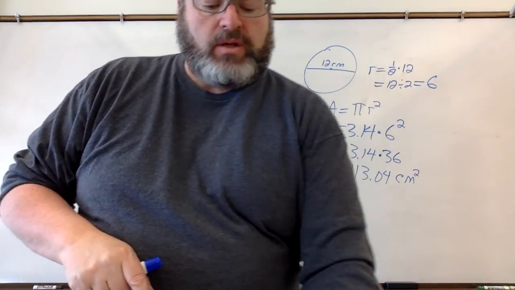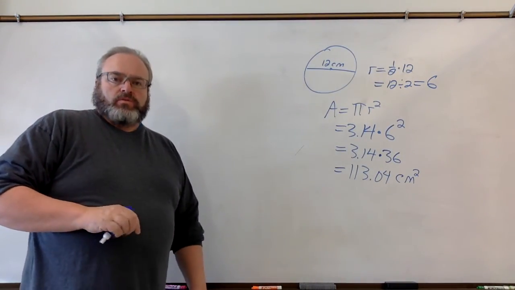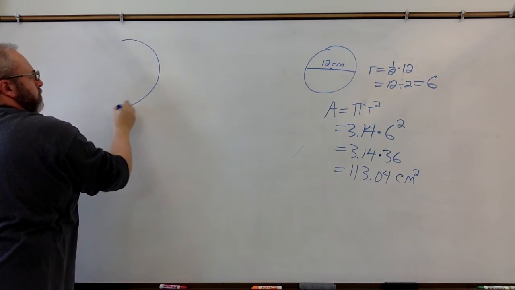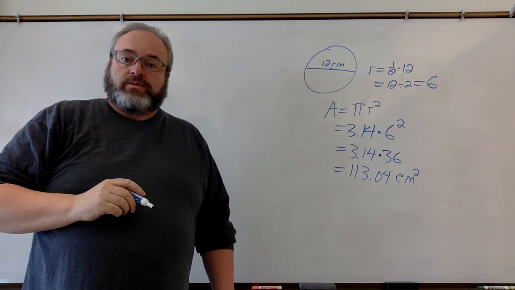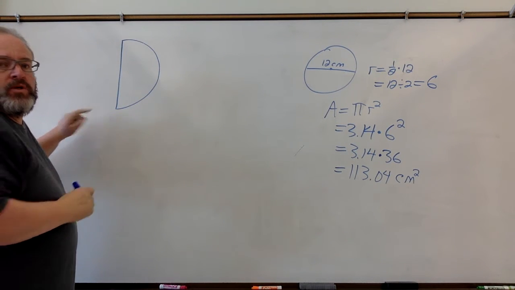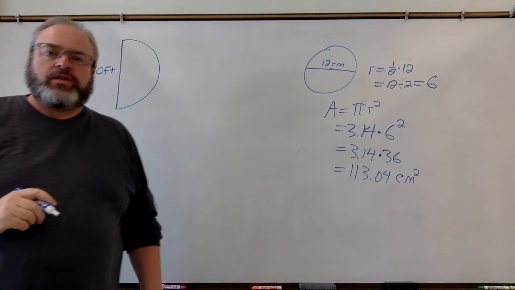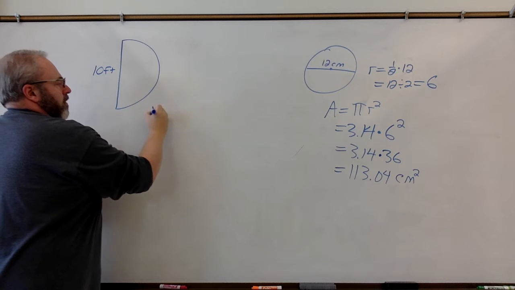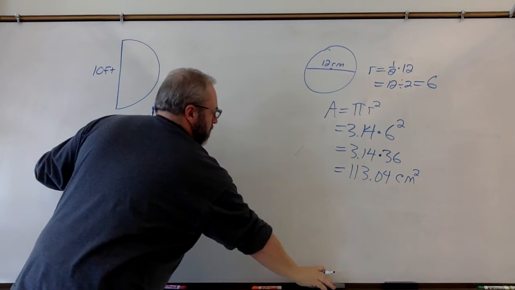Okay, let's look at some special case area of circles. Let's say we have a half a circle, and we want to know what the area is. Let's say the only measurement we know is this straight edge here, which is, in this example, 10 feet. So we know that the area equals pi r squared.